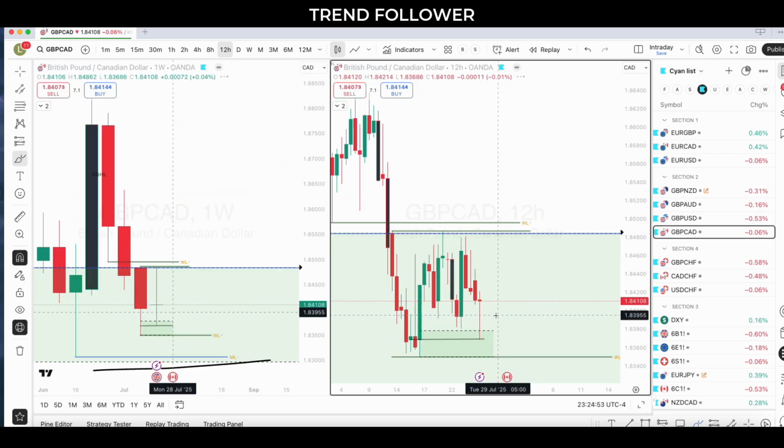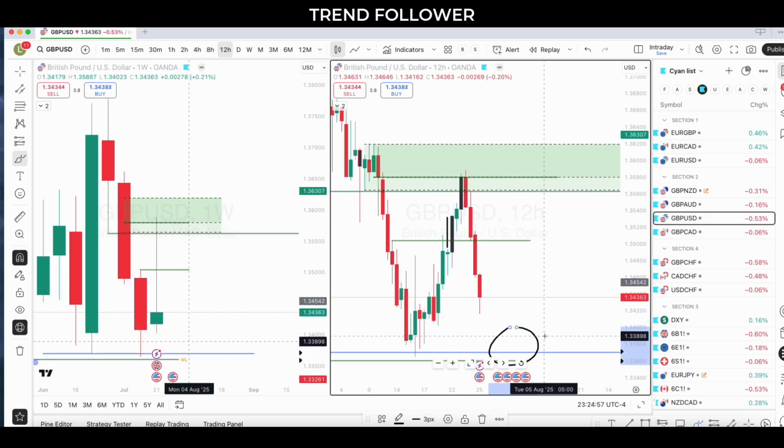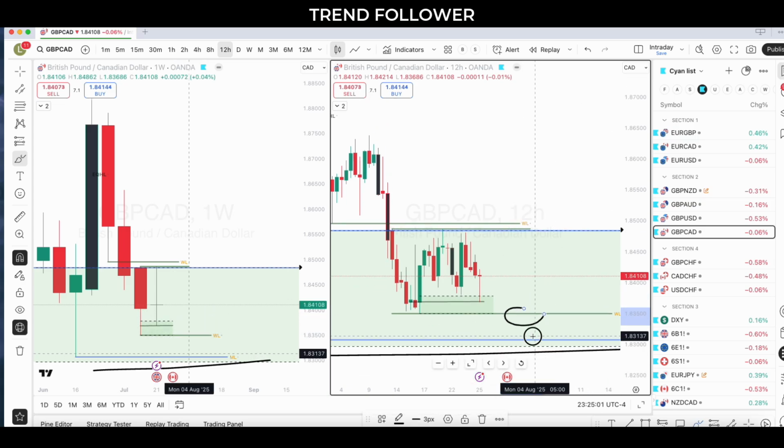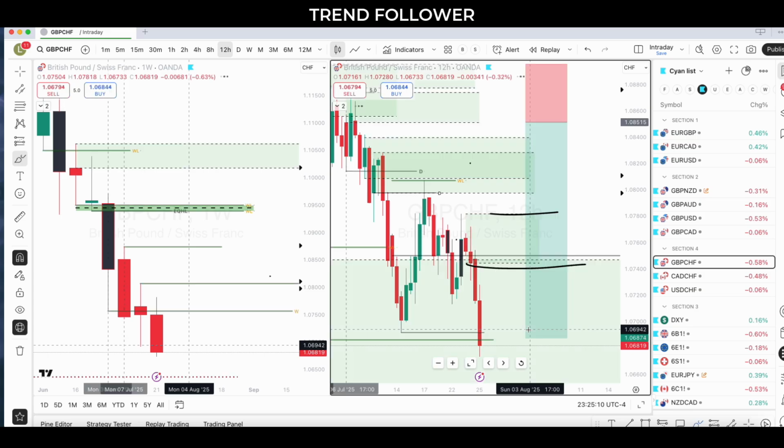GBPUSD, I'm not planning to trade it, but if it comes here, that's where I will focus on USD next. If it comes here, that's where this or this, that's where I will focus on USD next. That's the idea. That's why I've kept it open. USD or CAD name, I should say, right?